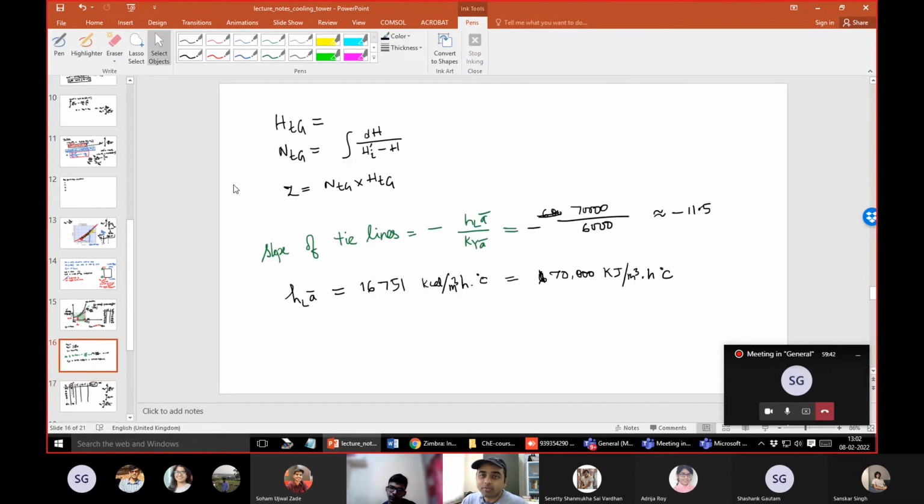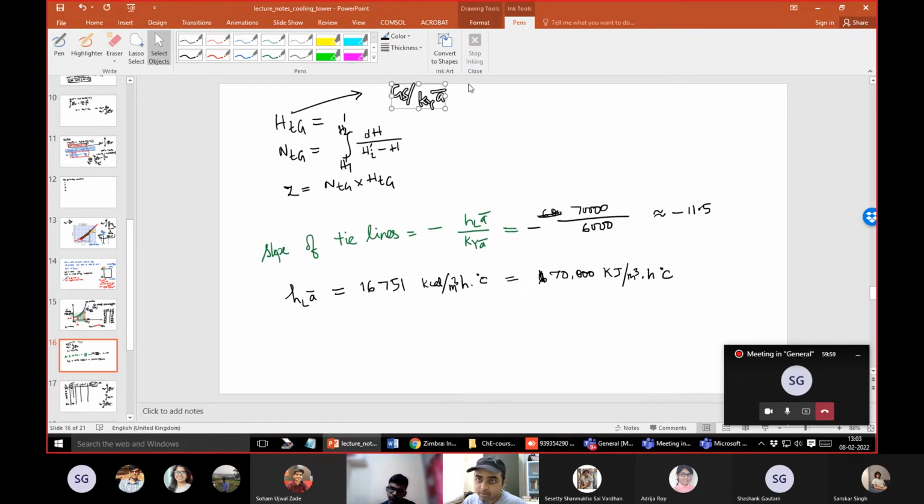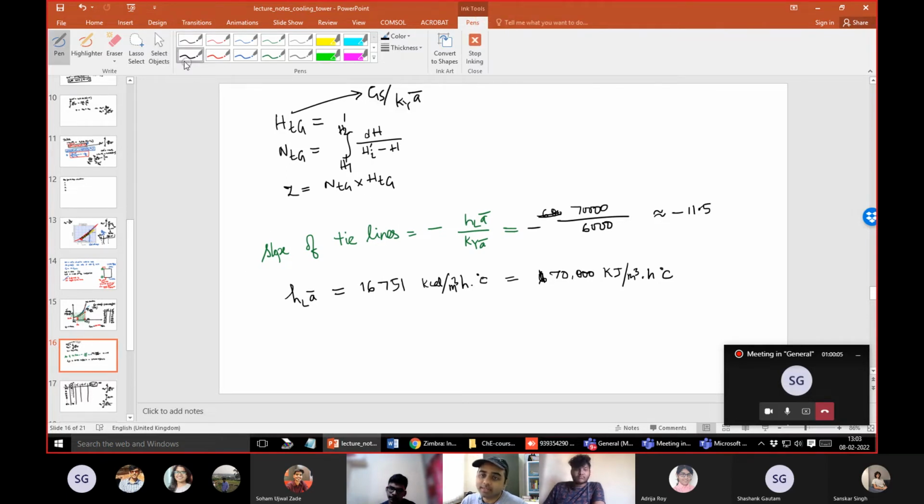And what is the formula for the HTG? So this is from H1 to H2. The formula for HTG is GS by KYA. If you multiply these two, you should get your Z, the height, and the calculation for the Z.